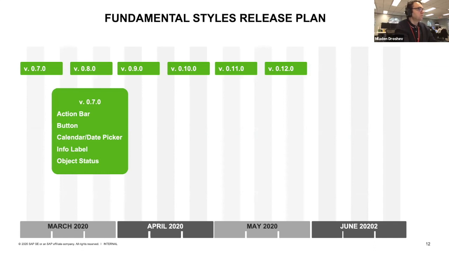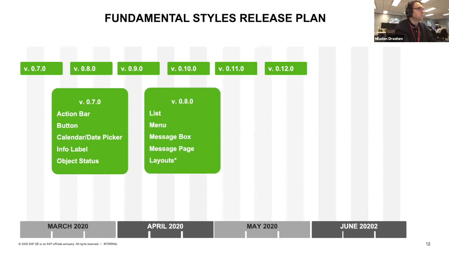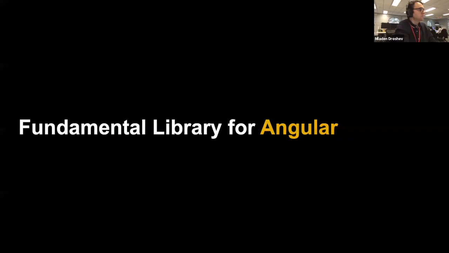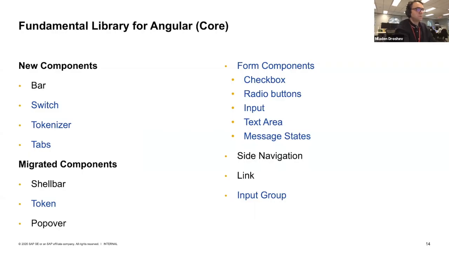And then for 0.7, these are the few components that we want to release, and for 0.8, a few more there. And this is all from fundamental styles. Now we will switch to fundamental library for Angular. First we will go over the core package, where you see new components were created and some of them were migrated as they existed before.